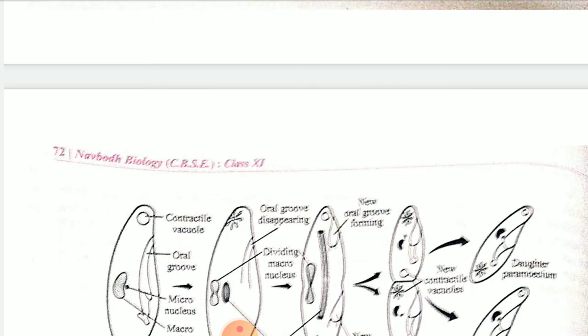You only have to see the life cycle of some of the organisms, such as slime mold. Then dinoflagellates and diatoms, only characteristics you have to learn. Where they are present, what their importance is, that you have to learn.